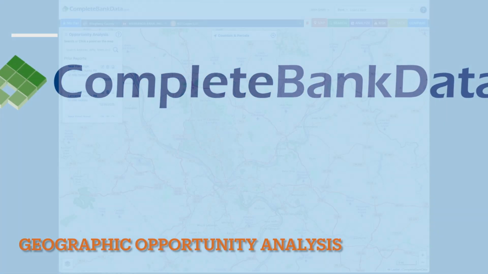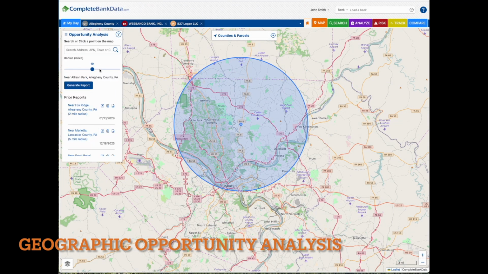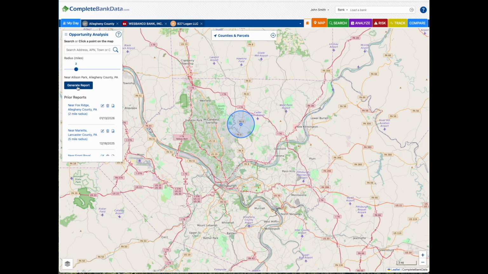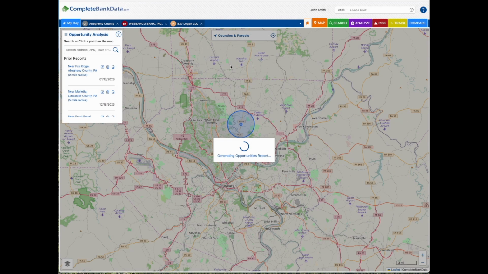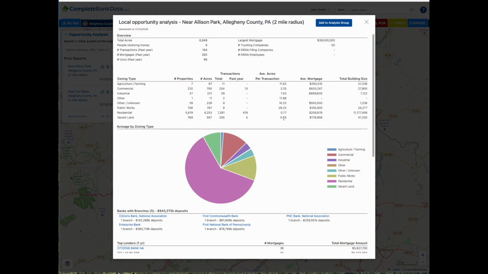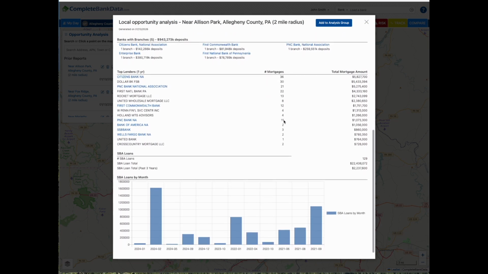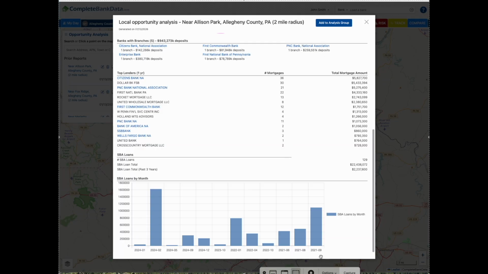If you want to understand what broad opportunity exists, we have an opportunity analysis, which allows you to put a point on the map and then see everything that's happening within a certain radius of that point. Mortgages, market share, activity, SBA loans per year.